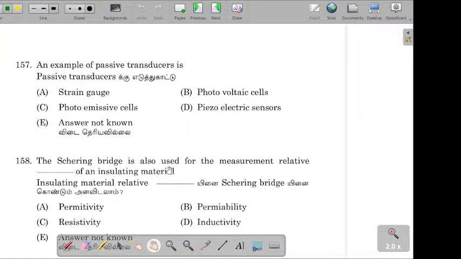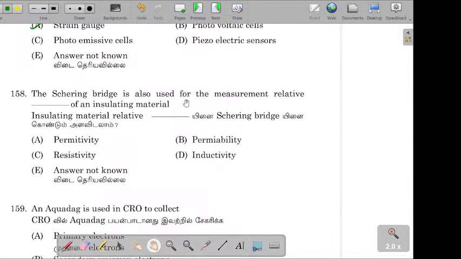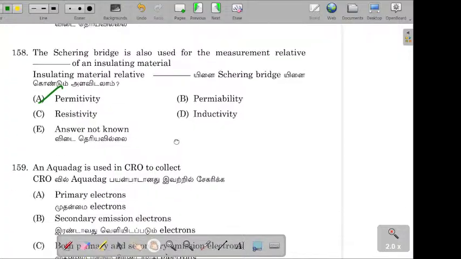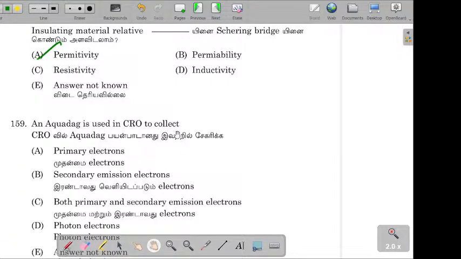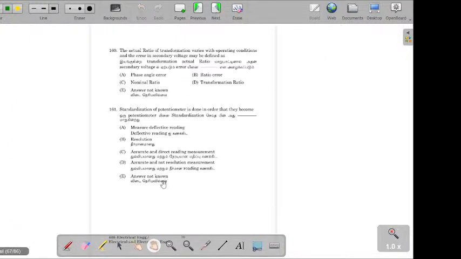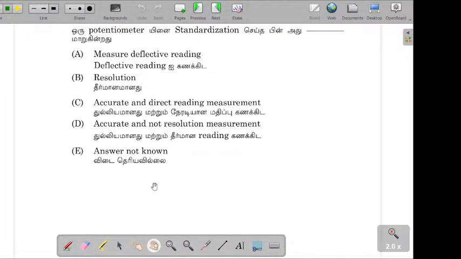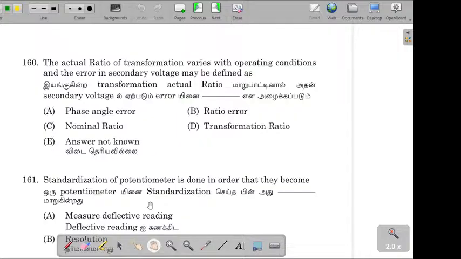An example of passive transducer, strain gauge. The Schering bridge is also used for the measurement of relative permittivity of an insulating material. An aquadag is used in CRO to collect secondary emission electrons. The actual ratio of transformation varies with operating conditions, and the error in secondary voltage may be defined as ratio error.